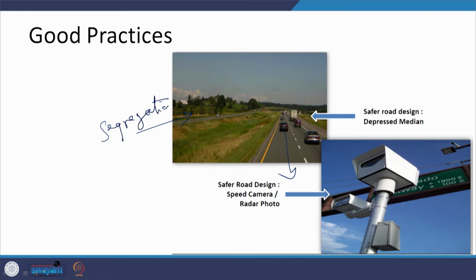So, opposing traffic has been segregated by way of a wide depressed median. Based on the width of this particular depressed median, the decision regarding whether to provide a crash barrier all along this side or all along this side has to be taken, and we discussed what is the distance at which it is provided.